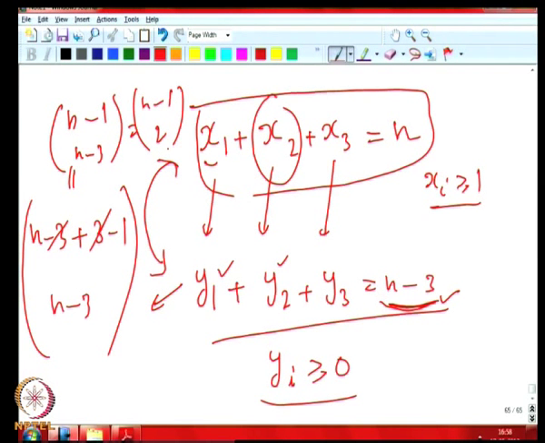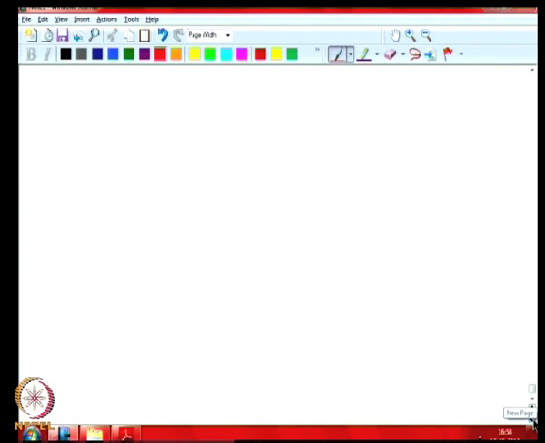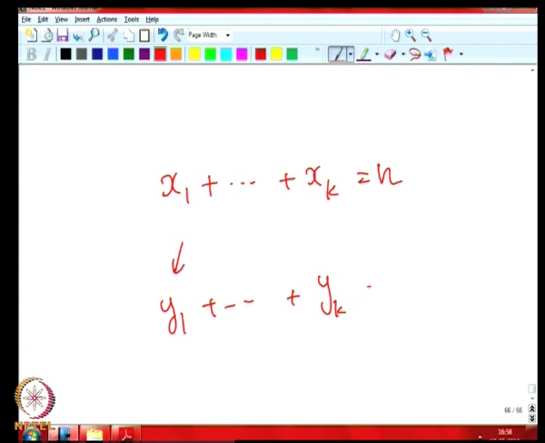Earlier it was n minus 1 choose 1. We initially started with n minus 1 choose 0, next we got n minus 1 choose 1, and now n minus 1 choose 2. Now the next one you can see, for instance, in the arbitrary kth term. So x1 plus up to xk has to be equal to n, right. Again I will do the same trick, convert to y1 plus up to yk equal to n minus k, and of course, each yi has to be greater than or equal to 0. Here it was xi greater than or equal to 1, right.